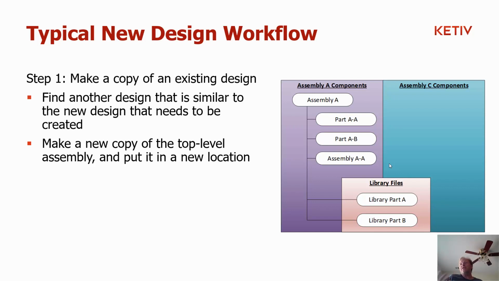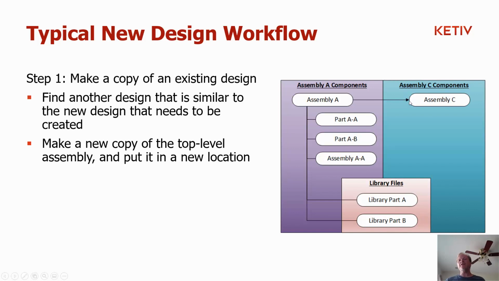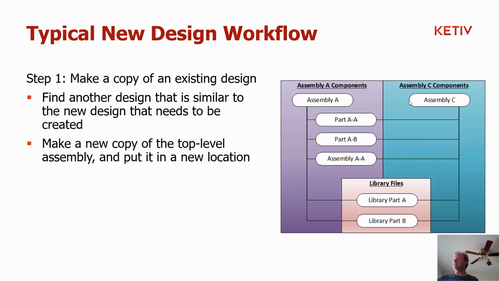If I were going to do that, the steps I would take, in this case, let's suppose we have assembly A. We have a couple of parts, a sub-assembly inside of assembly A, and then maybe we have a couple of library files that we're referencing so that we can build assembly A. Now, the first thing, as I said, I want to do is make a copy of it. And notice that as soon as I make a copy of it, assembly C does not have its own unique version of part AA, part AB, or assembly AA. It just references the exact same files that assembly A was referencing. So if I make changes in assembly C to part AA, it's also going to affect assembly A as well.